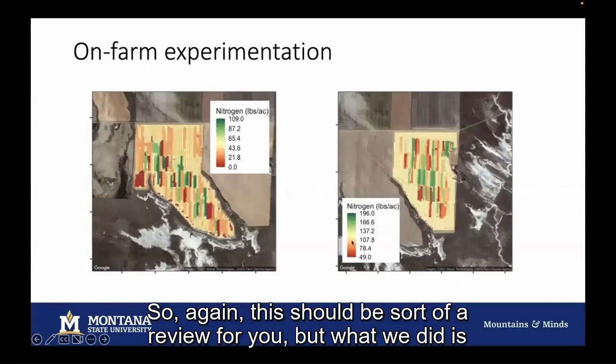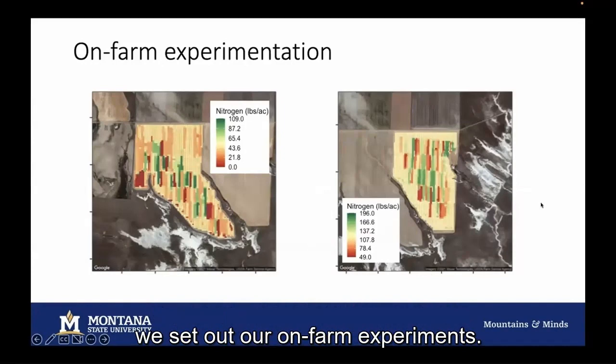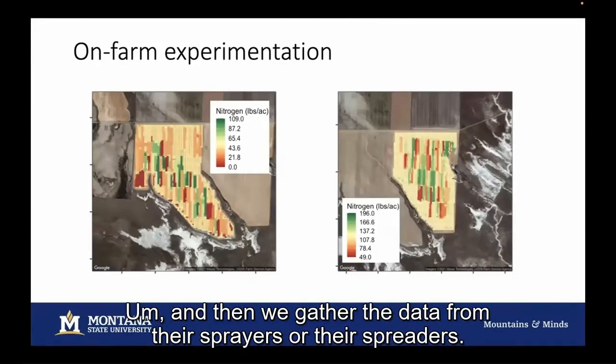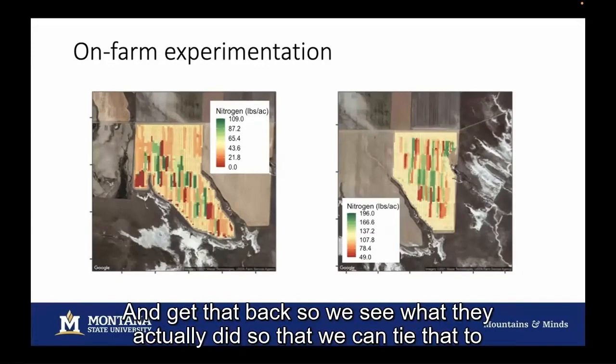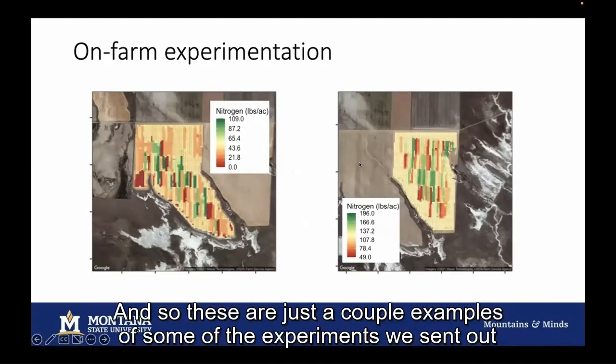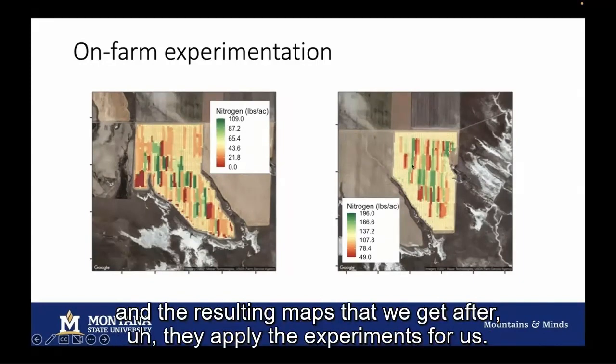So again, this should be a review for you, but what we did is we set out our on-farm experiments. We gave farmers our trial designs and they went out and implemented them. And then we gather the data from their sprayers or their spreaders and get that back so we see what they actually did, so that we can tie that to the yield and the protein responses that we gather from their combines. These are just a couple examples of some of the experiments we sent out and the resulting maps that we get after they apply the experiments for us.